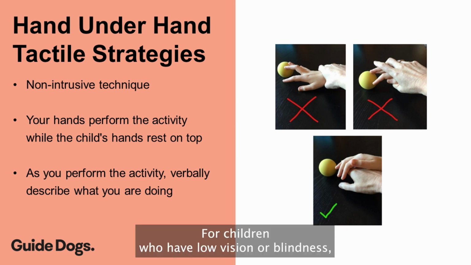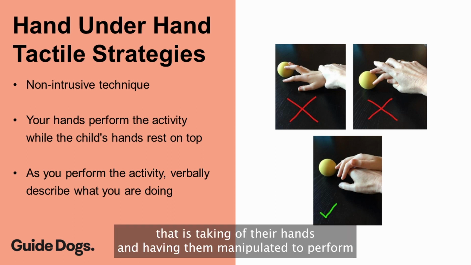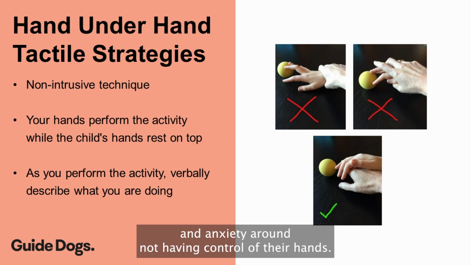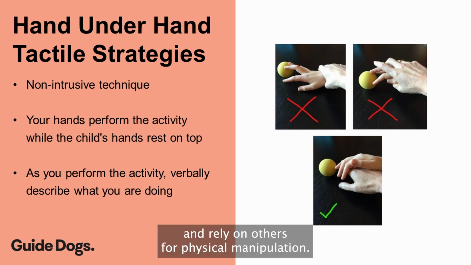For children who have low vision or blindness, extensive use of hand over hand, that is, taking their hands and having them manipulated to perform an action, may lead to tactile withdrawal and anxiety around not having control of their hands. It may also result in a child being a less active participant in learning tasks and routines as they learn to wait passively and rely on others for physical manipulation.